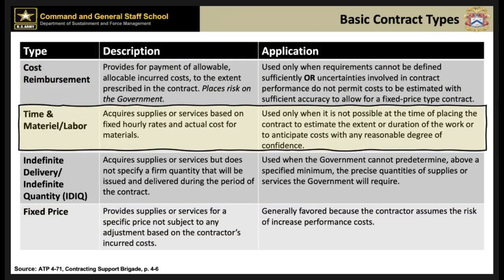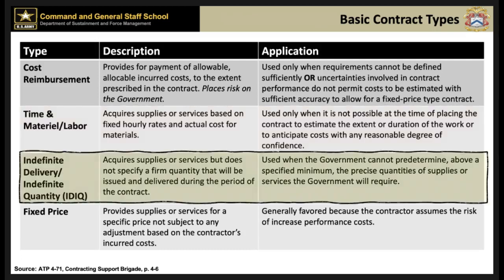Time and material contracts are based on negotiated rates for labor and materials. These contracts are used when we cannot determine the extent or duration of the work required. IDIQ contracts are used when the government cannot predetermine the precise quantity of supplies or services required. This contract may be appropriate when recurring needs are anticipated.